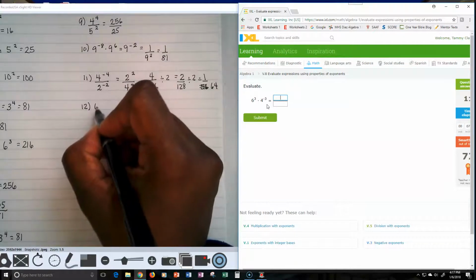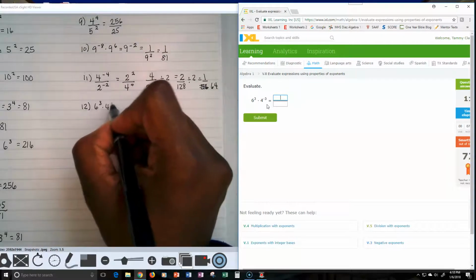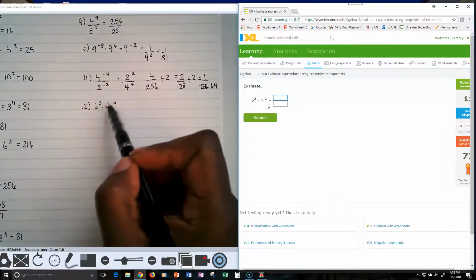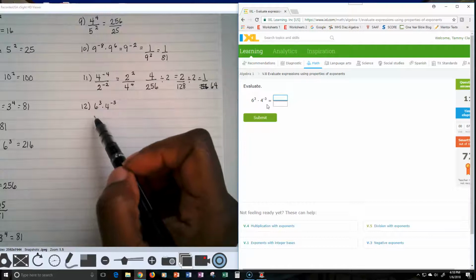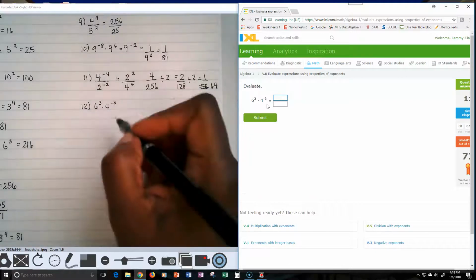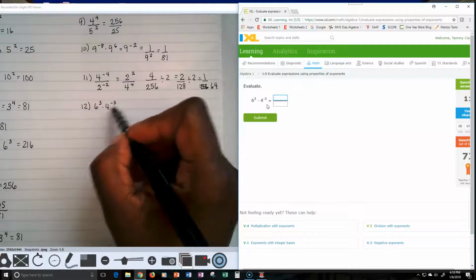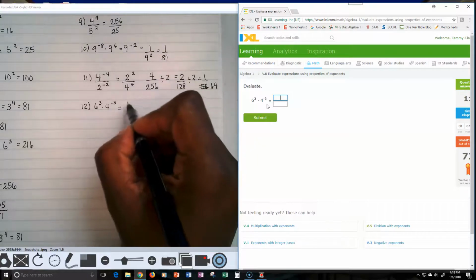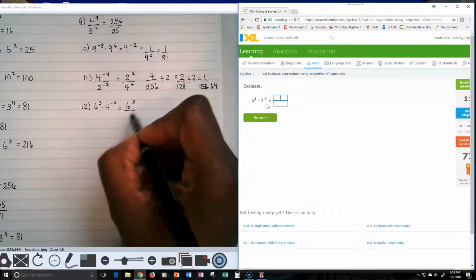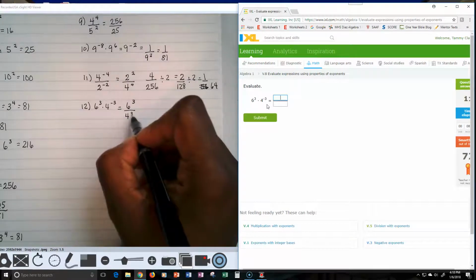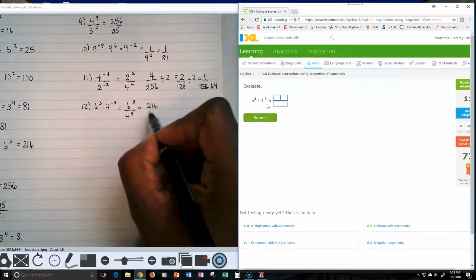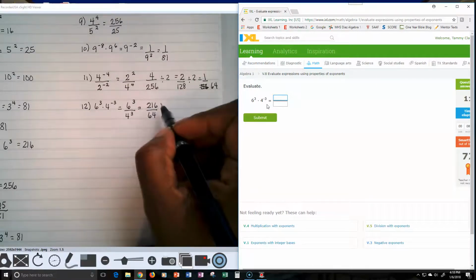So we've got 6 to the third power multiplied by 4 to the negative third power. The bases are not the same, so don't be tempted to just add these exponents. You can't do that. So this is what we're going to do. We know since this is a negative exponent, we're going to have to write this as division. So we've got 6 to the third power divided by 4 to the third power. Now we can evaluate them. That's 216 divided by 64.